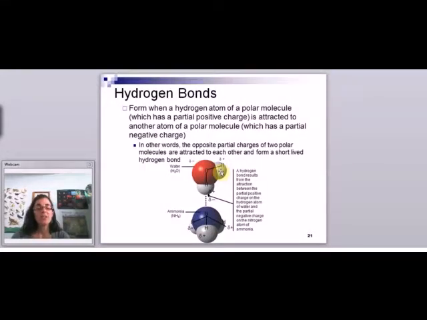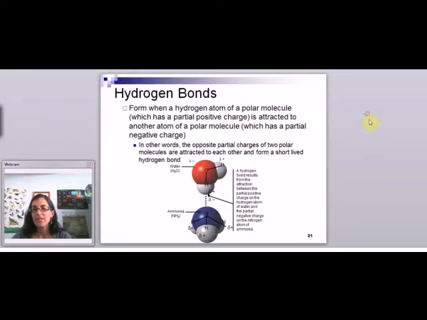So hydrogen bonds are another type of bond. Remember I said this is the weakest kind of bond. It's like the one-night stand of bonding. And hydrogen bonds form between polar covalent molecules, or polar molecules, that we were talking about earlier.